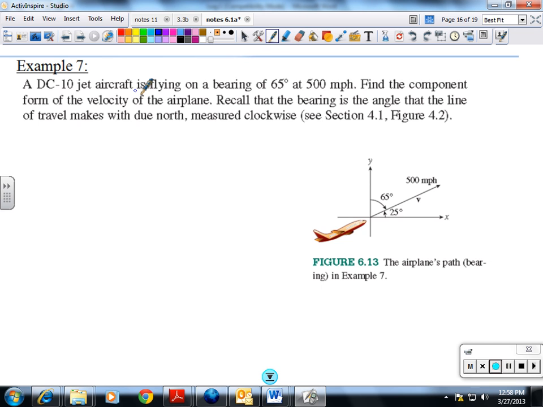A DC jet aircraft is flying on a bearing of 65 degrees. Now, when we're talking about planes, bearing is always from north. You always start from your y-axis and go clockwise, like a clock. Whereas on your unit circle, you always start from the positive x-axis and you go counterclockwise. Well, bearing, you start from north and you go clockwise.